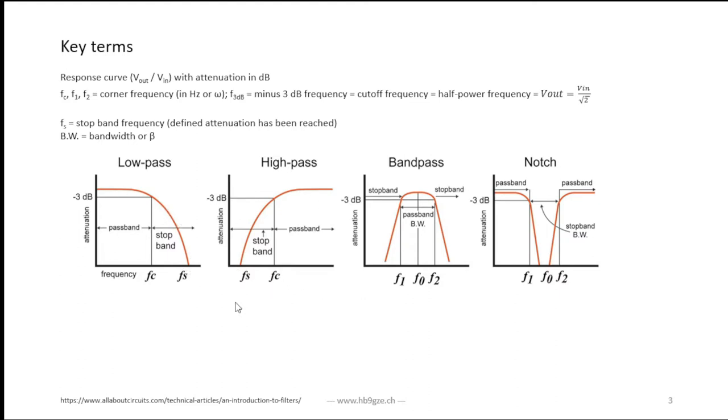The same is true for low pass and high pass. And the corner frequency is always defined at minus 3 dB attenuation. Minus 3 dB, that's the output voltage divided by square root of 2, so output voltage times 0.707. And this is actually half the power, if you don't look at voltages but look at your filter in regards of power. So in bandpass, you don't have a stop band frequency. You have an F1 and F2, a lower and a higher corner frequency, and you define your desired attenuation at these two minus 3 dB points. And similarly for the notch filter.